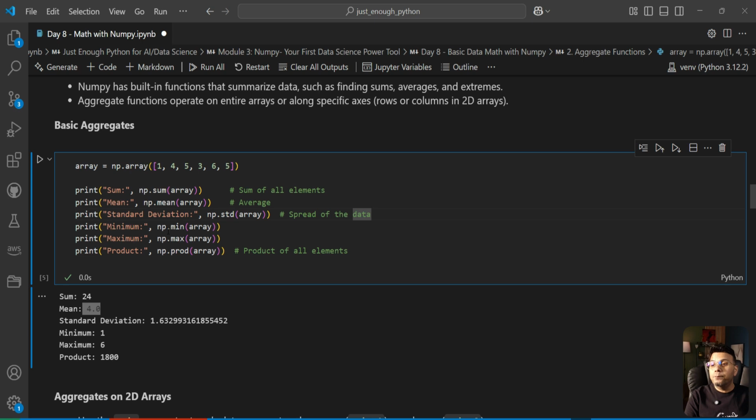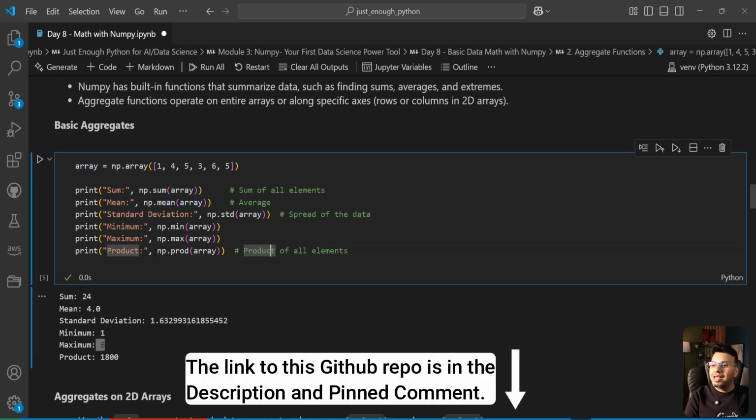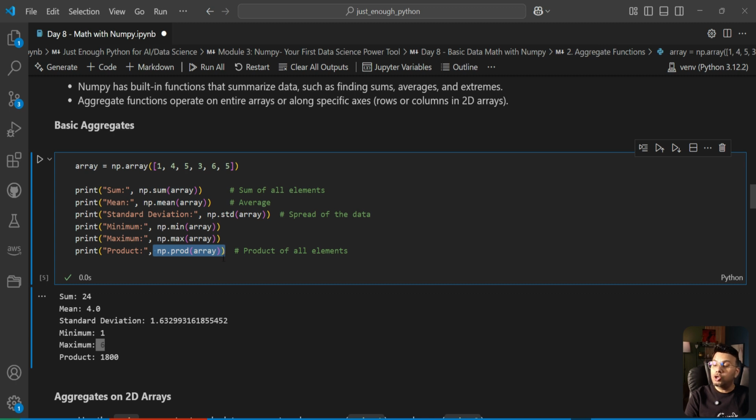Next, we are finding the minimum value of all the elements in this array, which is 1 right here. 1 is the minimum. Then we are finding the maximum value using .max function. For min, we use .min function. For max, I think 6 is the maximum value, and that's what we are getting here. And then we have another function named .prod, which basically multiplies each element. So you get 1 into 4 into 5 into 3 into 6 into 5, which comes to 1800. It's a product of all the elements in that array.